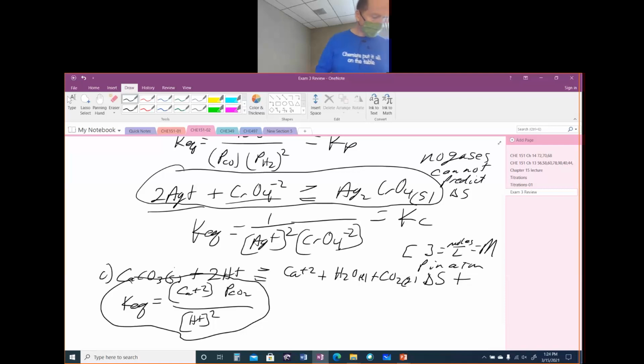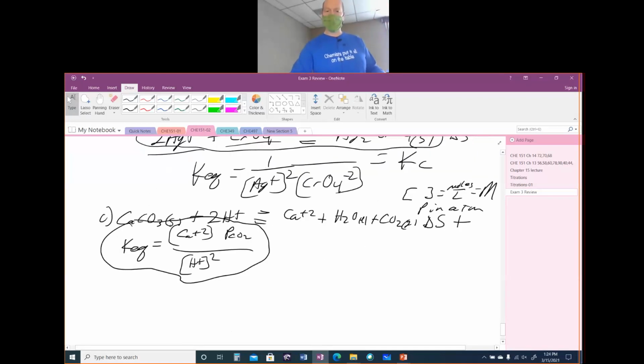A lot of these problems are finding the values off the chart, doing products minus reactants. Make sure that you can do that and get those right every time. Do not forget to multiply by the coefficients. Let's try 54. That one's a little different.